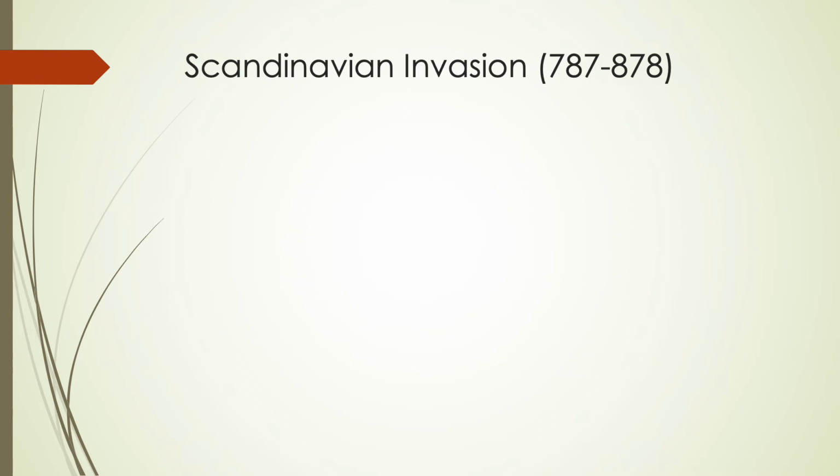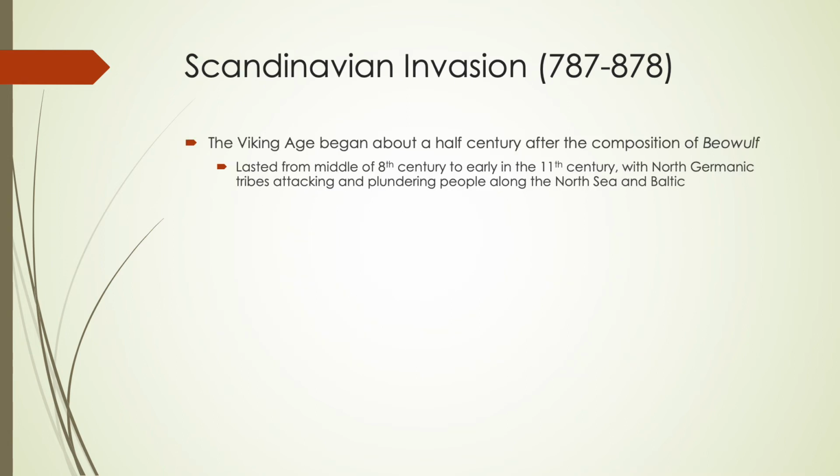And then we had this period of about 100 years or so of Scandinavian invasions. So this was known as the Viking Age, and this began about a half century or so after the composition of Beowulf. It lasted from originally the middle of the 8th century all the way into the early 11th century. And so there were North Germanic tribes that were attacking, they were plundering people along the North Sea and the Baltic. So this wasn't only the British Isles that they were attacking, they were also going into other areas of Scandinavia, other areas in the Eastern Baltic Sea.